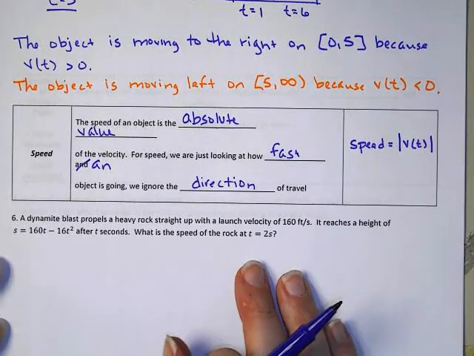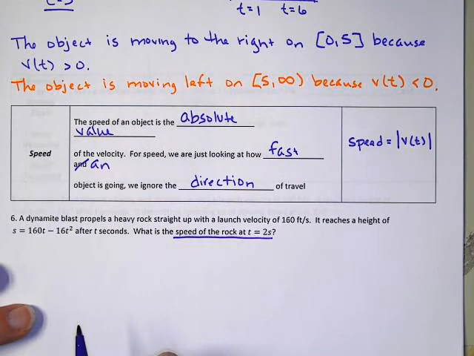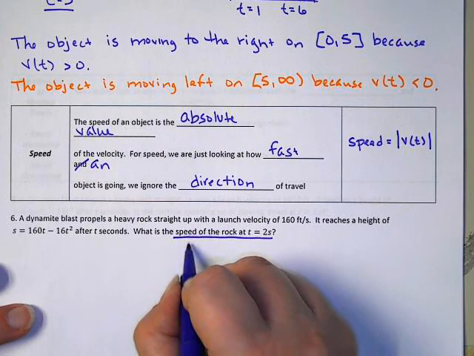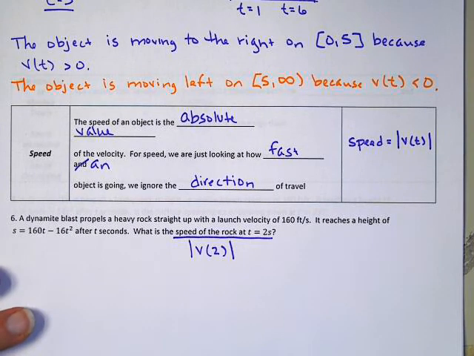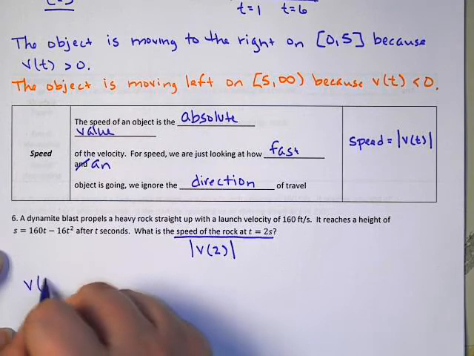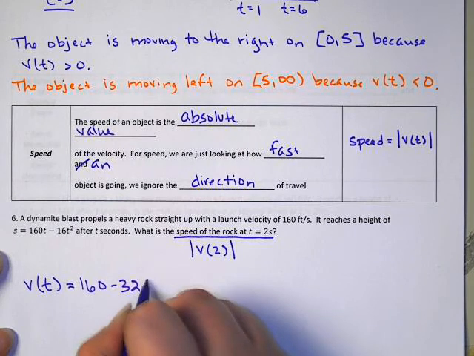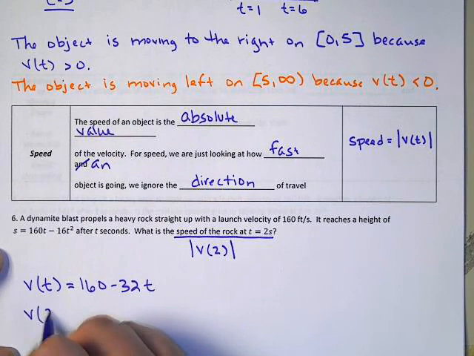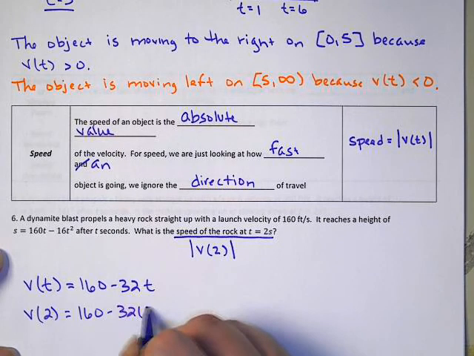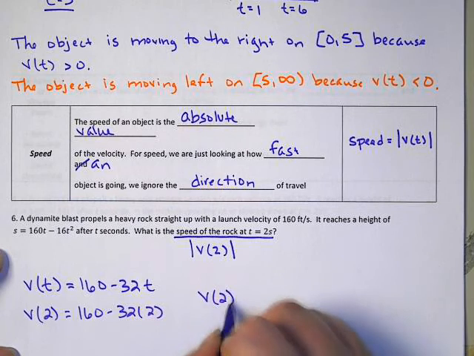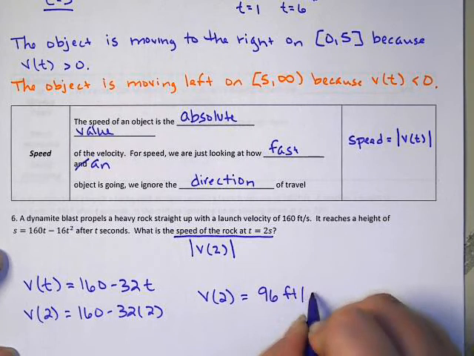So same scenario, and we're looking at what is the speed of the rock at time t equals 2 seconds, which means I'm really looking for the absolute value of the velocity at t equals 2. So my velocity function, we already know, is 160 minus 32t. So if I want the velocity at 2, it's 160 minus 32 times 2. So the velocity at time t equals 2 is 96 feet per second.